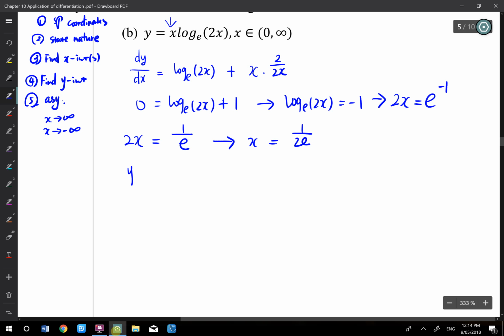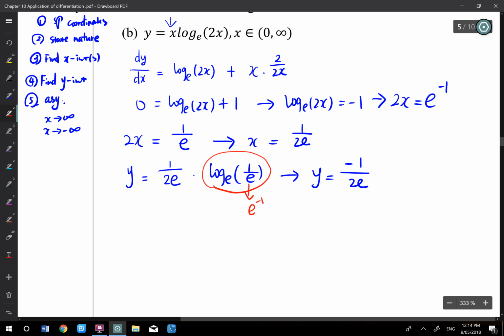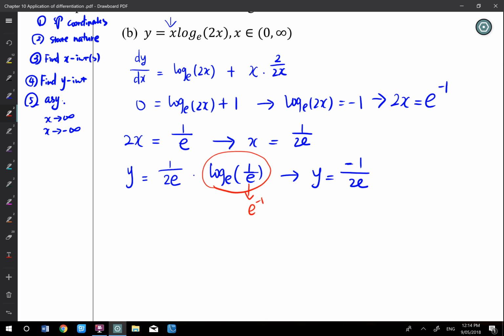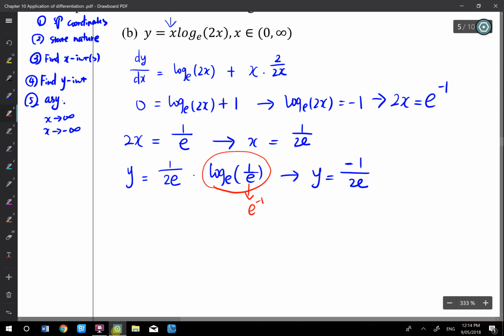And now I will substitute that into the y function to see the coordinates. That's 1 over 2e times log e of 1 over e. That gives me y equals -1 over 2e, because that will give you a -1. Inside is e to the power of -1, so I drag the -1 to the front, I get -1 for the log, and then times 1 over 2e. That's -1 over 2e. So the stationary point is (1 over 2e, -1 over 2e). That's the stationary point.